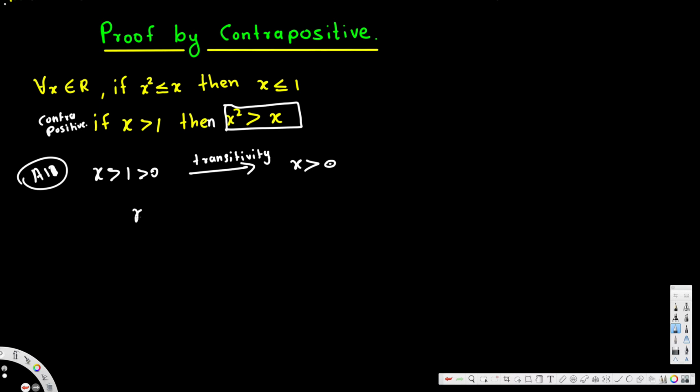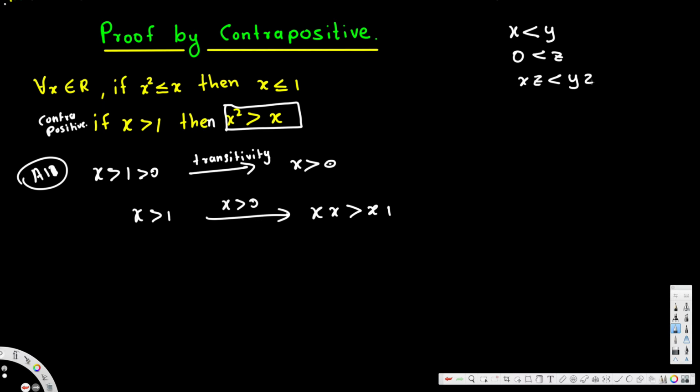Now the next thing is we are going to do axiom number 13. Axiom number 13 says when you have x is greater than 1 and x is greater than 0, you can write it as x times x is greater than x times 1. So how did we derive this one? Axiom number 13 is basically when you have x is less than y and you have 0 is less than z, this is the common thing, then you can write xz is less than yz. Okay, so we can apply this for anything in axiom 13.